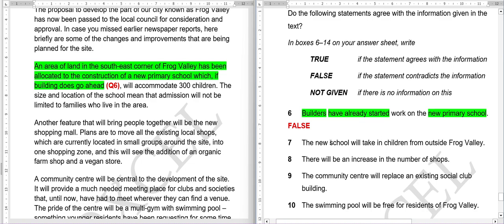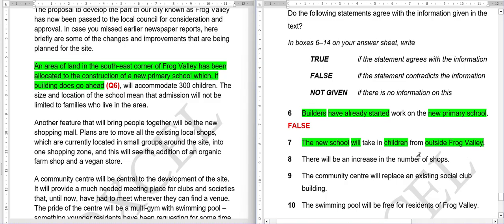Okay, now seventh question. The new school will take in children from outside Frog Valley. So they are saying that this particular school, in the future, obviously when it will be made, because it hasn't been made yet, it will take children. So children outside the Frog Valley can take admission in this. If children from outside the Frog Valley can take admission in this school, the answer will be true. But if children outside cannot take admission, only children within the Frog Valley can, the answer will be false. But if we don't know whether outside children are allowed or not, we will say the answer is not given.